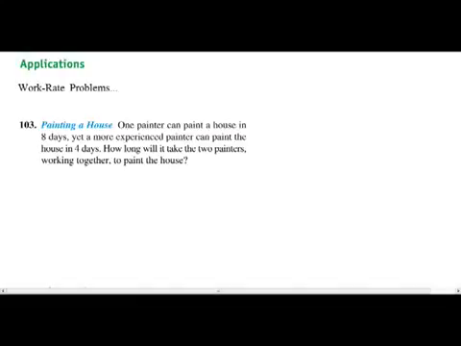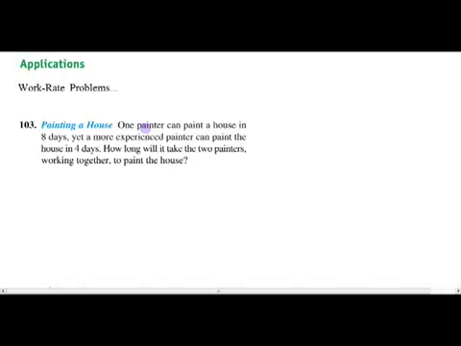Now we'll look at applications called work rate problems. Here's an example of a work rate problem. Painting a house. One painter can paint a house in 8 days. Yet a more experienced painter can paint the house in 4 days. How long will it take the two painters working together to paint the house?